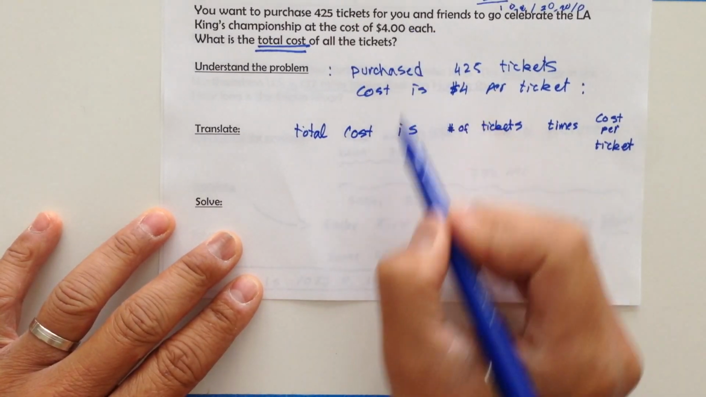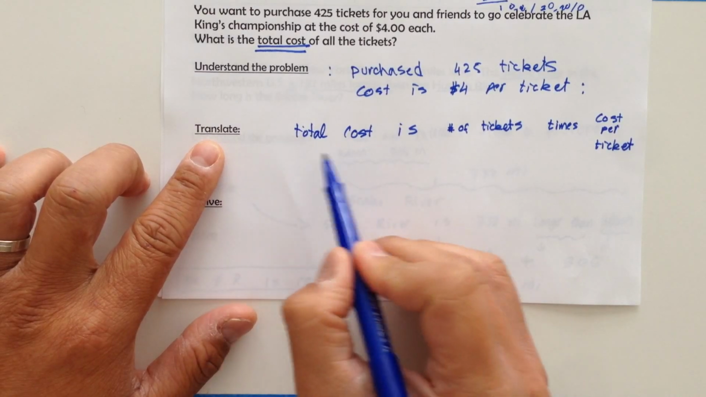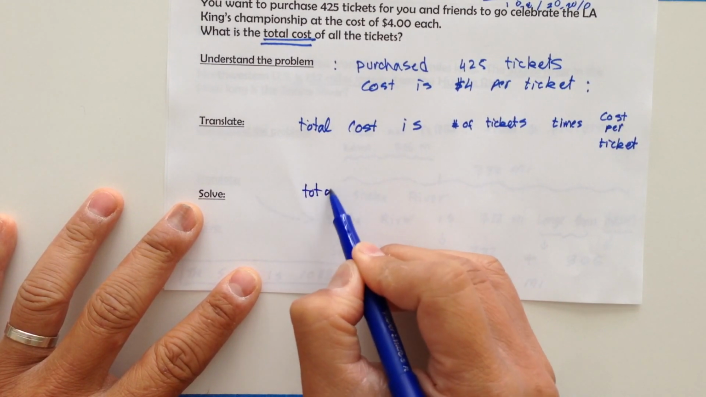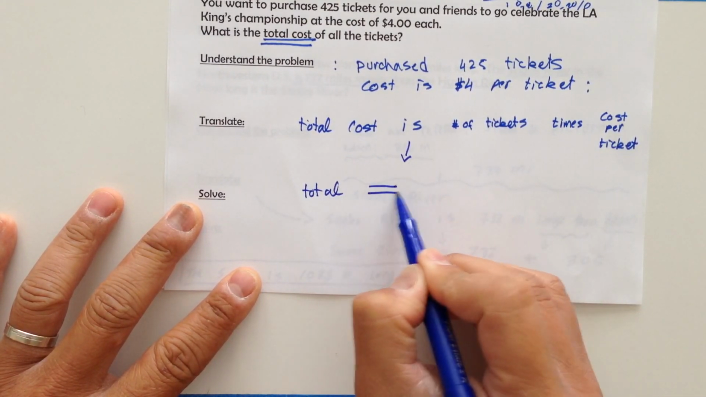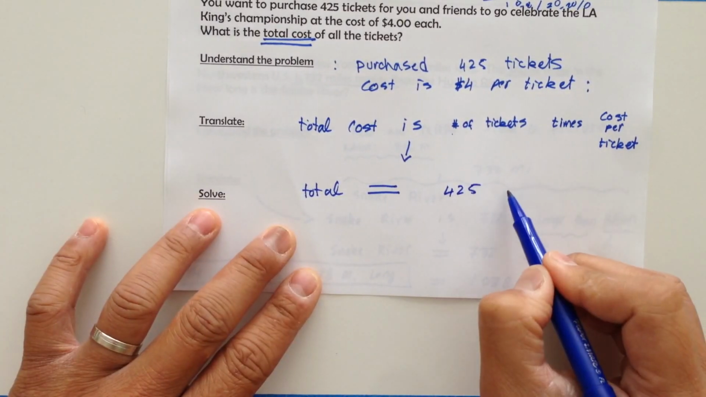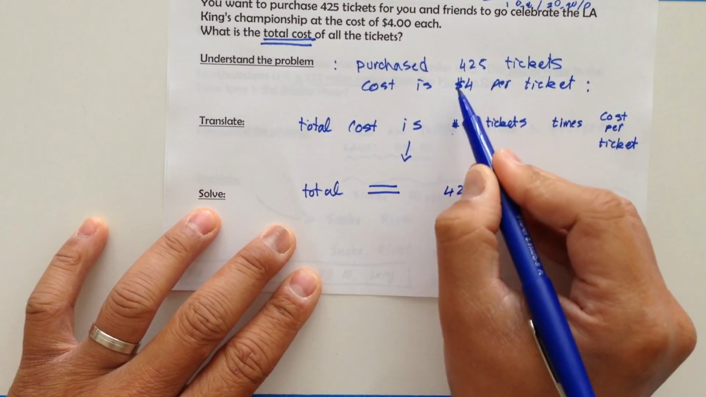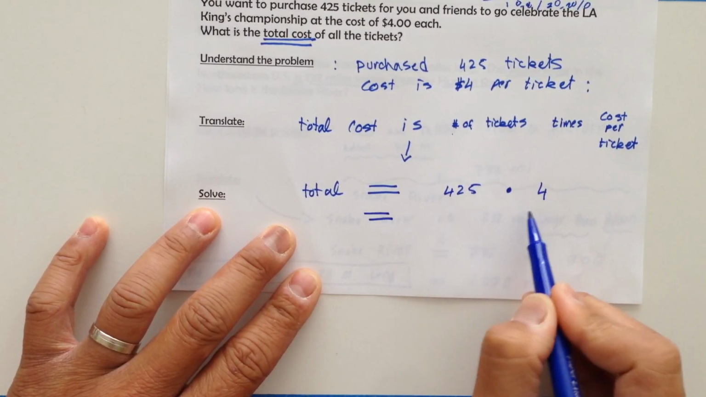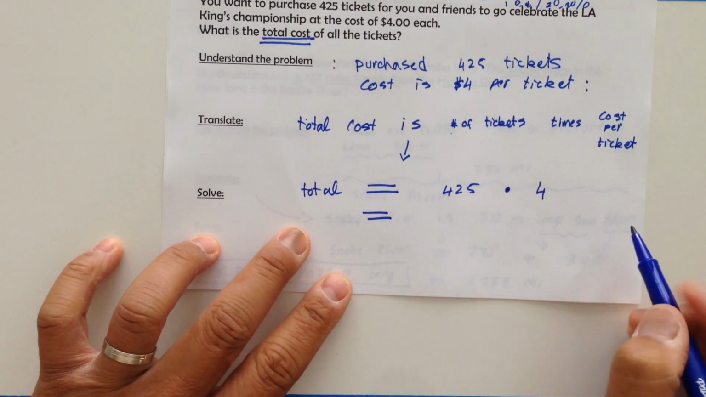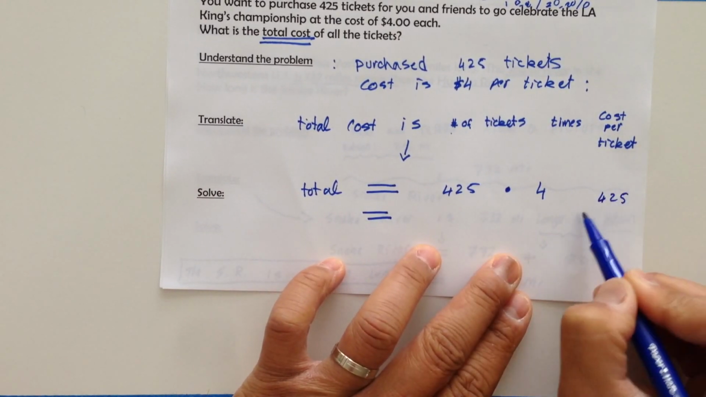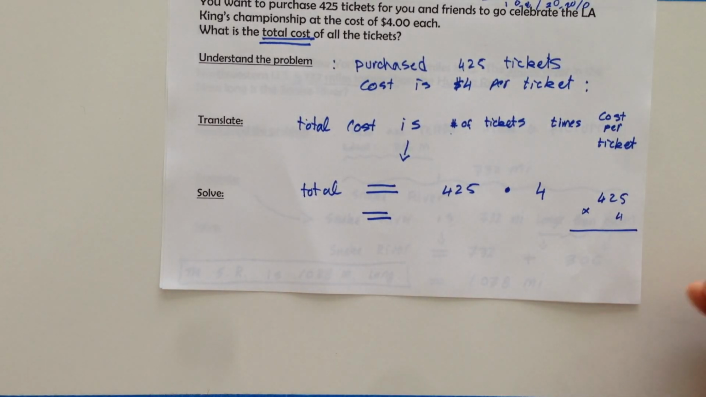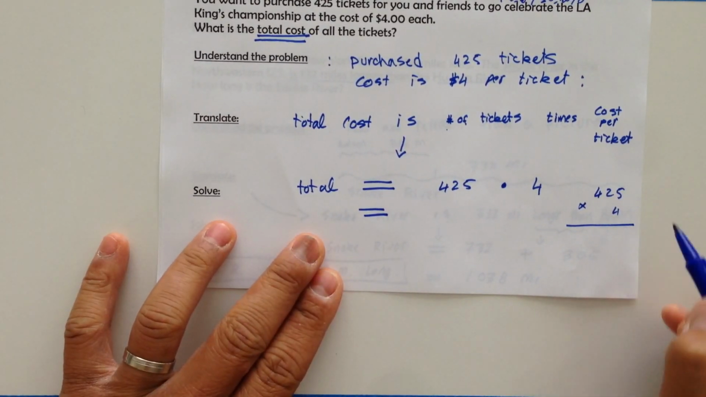From translating this problem into a sentence, we can now go ahead and solve. So total, which is what we're looking for. Remember, the word is means equal. Number of tickets, that's 425. Times means to multiply. The cost per ticket is $4. So if we multiply these together, we will be able to know exactly how much we're paying. So I'm going to go ahead and do the multiplication on the side here, and try not to use a calculator. Try to do everything by hand so that you can improve your ability to multiply numbers.